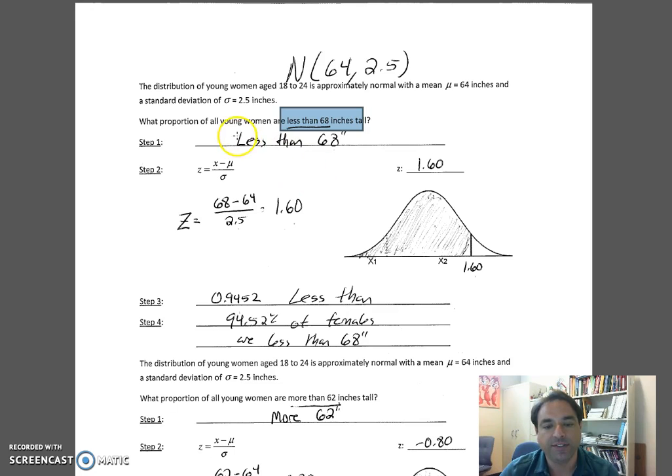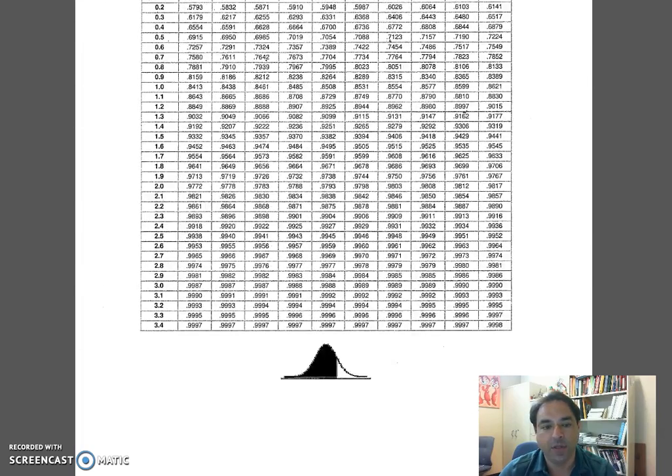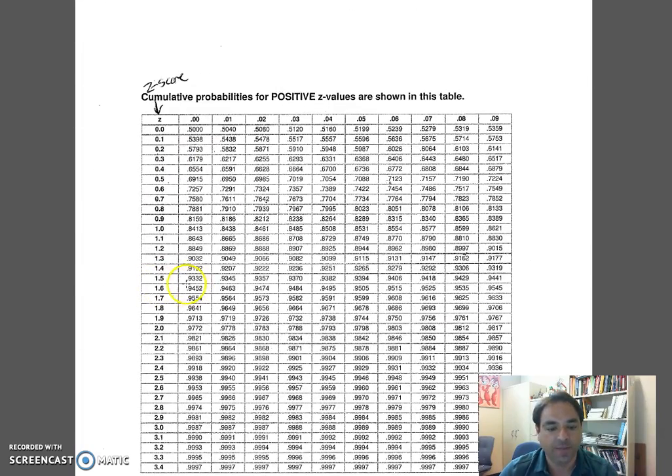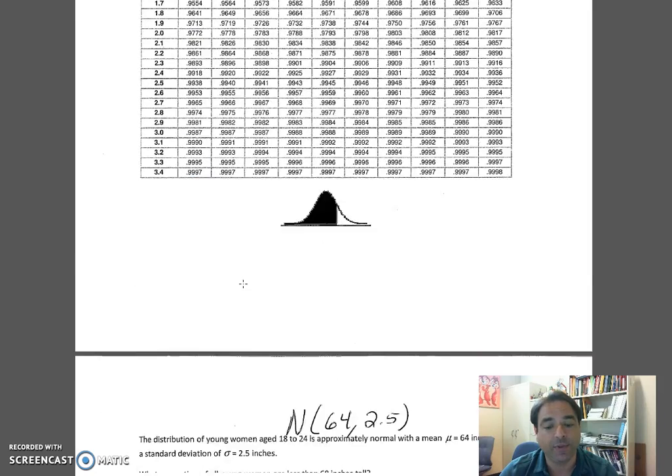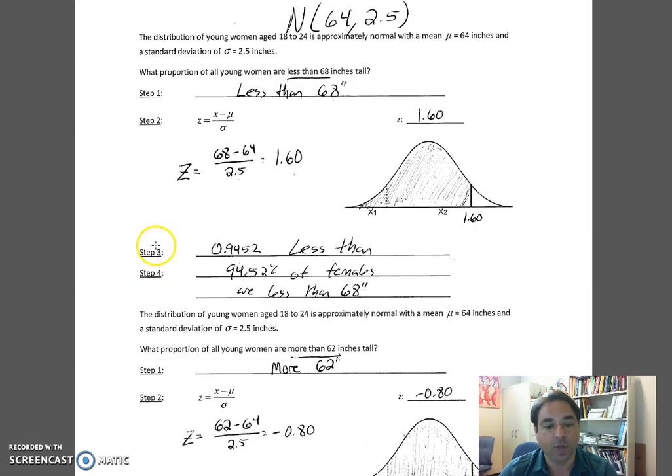So to review, step one, find out what we're looking for. Step two, find the z-score and draw the picture. We're shading less than because we're looking for less than. Then we go to the table. 1.60 gives us 0.9452. The table always tells us less than, and we're looking for less than. It's a large percent shaded of the 100. So our answer, converting to a percent, is 94.52% of females are less than 68 inches.